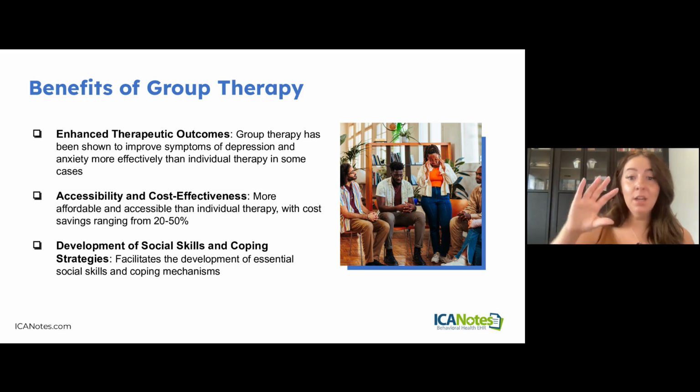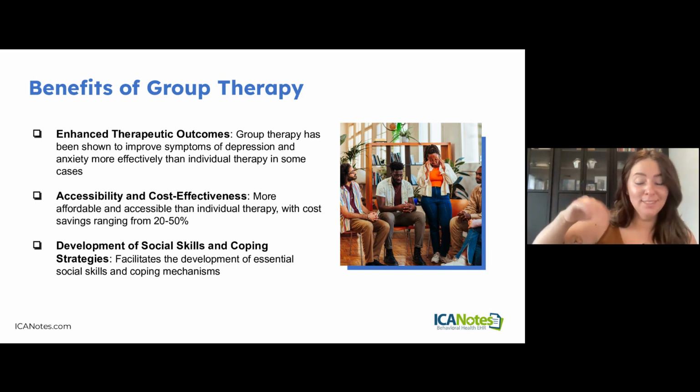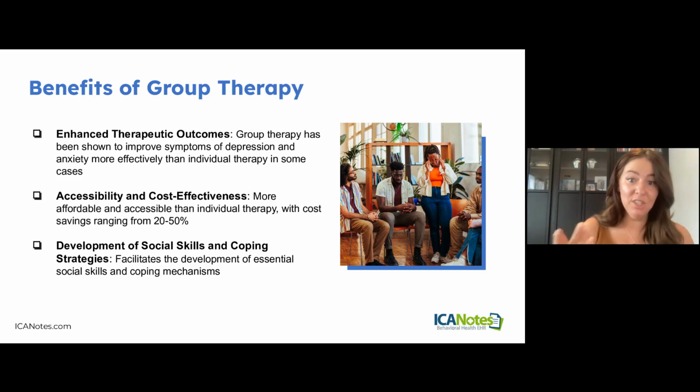So we can typically, because you're doing therapy with these individuals, bill and see multiple people at one time, which is an incredible billing for you. But it is also more accessible for individuals because individual therapy will typically cost more versus group therapy. So people can access that more freely. And of course, development of social skills and coping strategies.